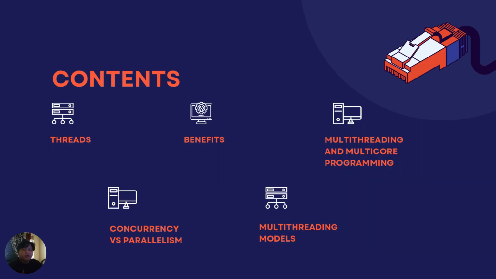So to first start this one, our contents are: one, threads; benefits; multi-threading and multi-core programming; concurrency and parallelism; and multi-threading models.